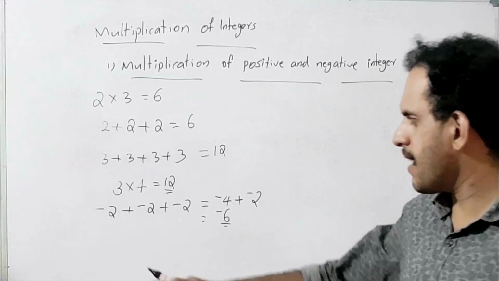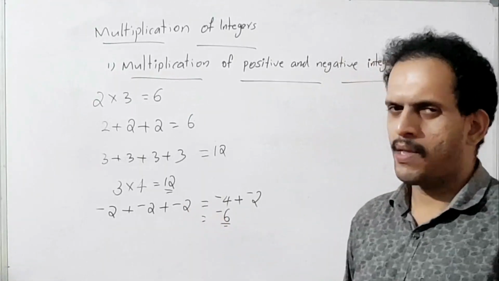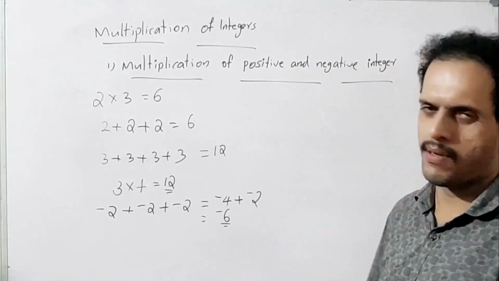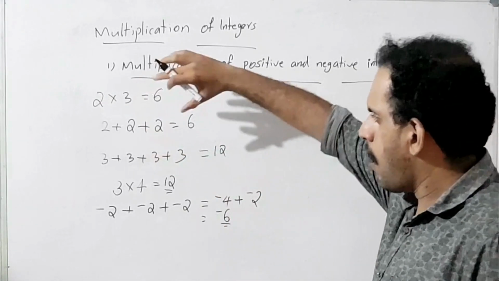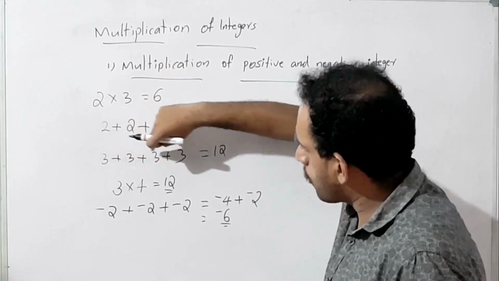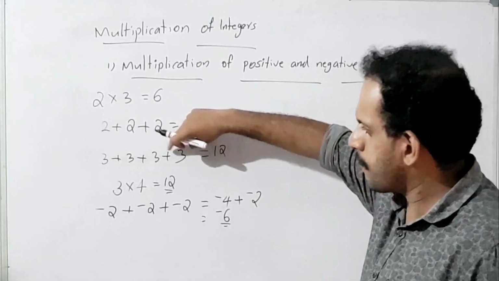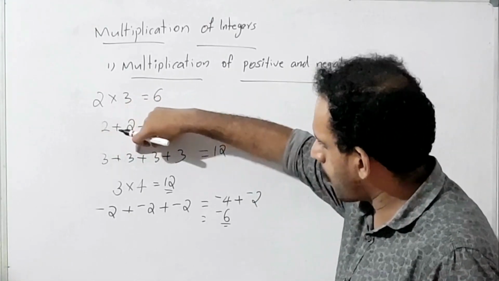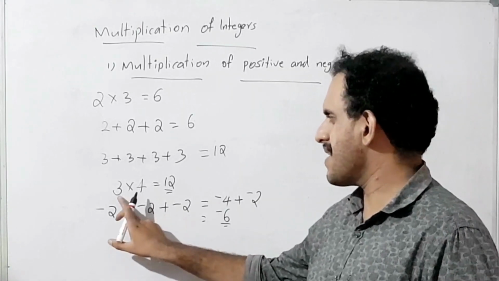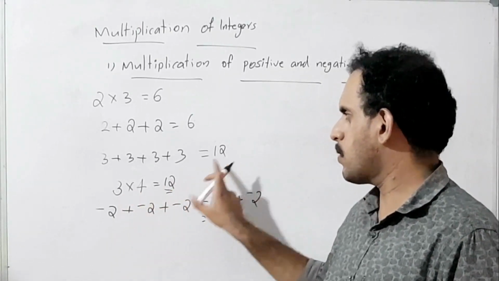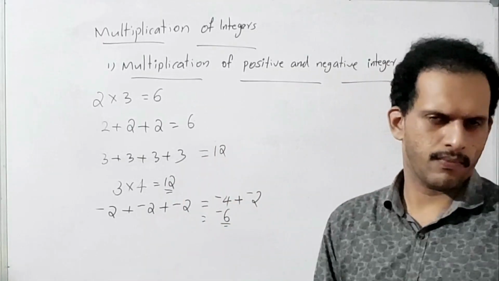So here we are adding minus 2 three times. Then we get the answer minus 6. Okay. Listen, my dears. If we add 3 four times, how do we represent it in the form of multiplication? That is 3 into 4 is equal to 12.